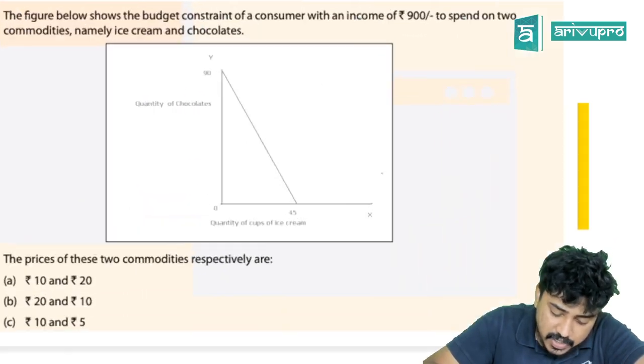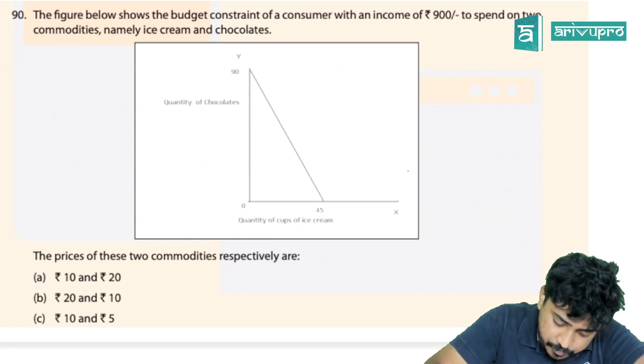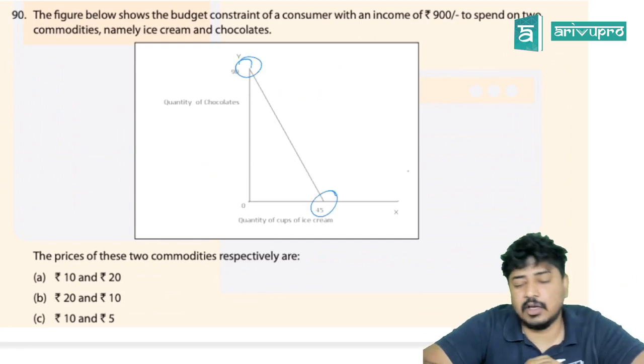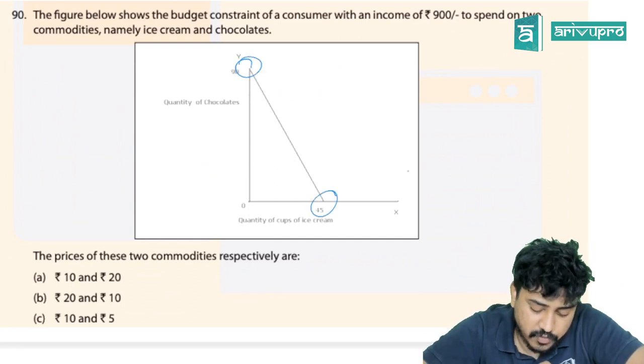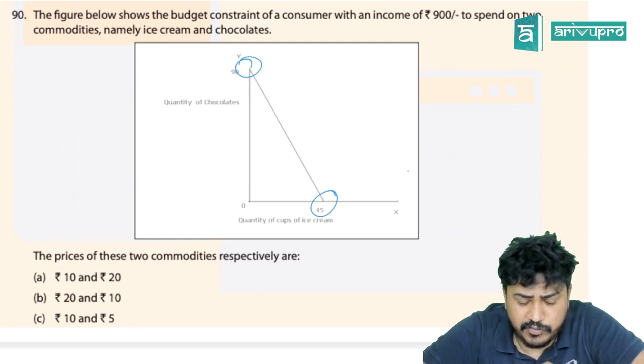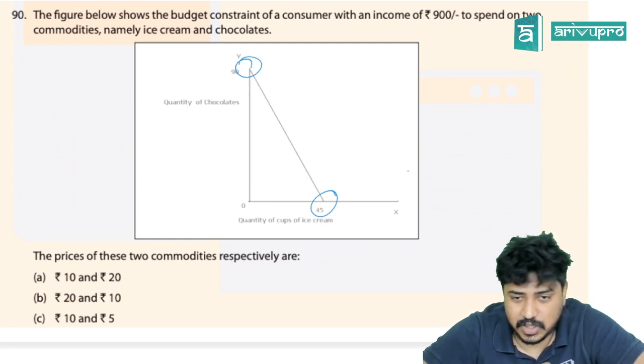Done. Can you answer this particular question alone? We did this. It's there in your back question also. Just wanted to know whether you are able to solve this. If you know this, this is more than enough. Tough question this is.